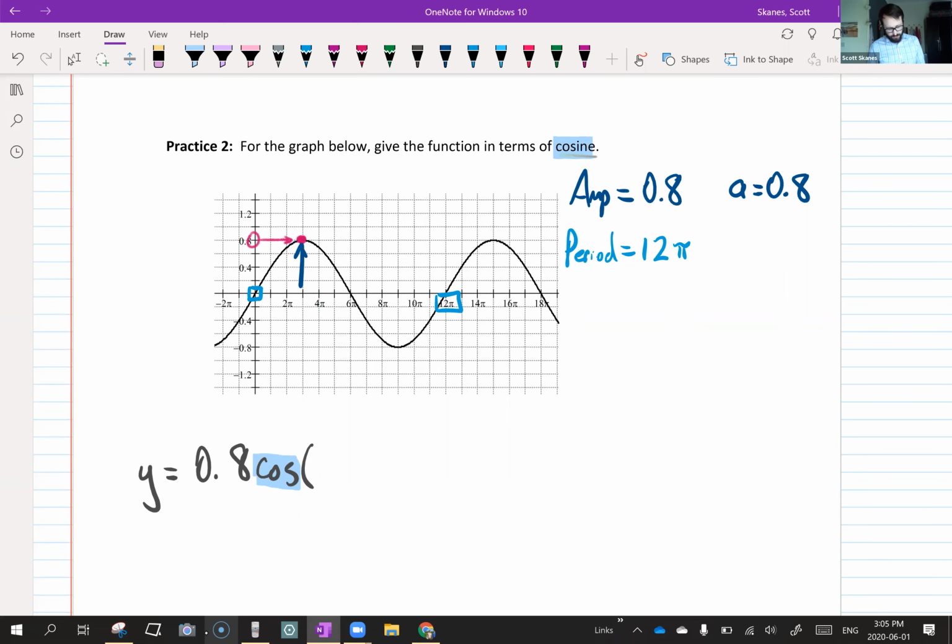I like to take the y-intercept, because it's just easier, in my opinion. So 12 pi, period from here to here, 12 minus 0. Let's go ahead and get b from that. B is 2 pi over the period. B is 2 pi over 12 pi. That means it is 1 over 6.